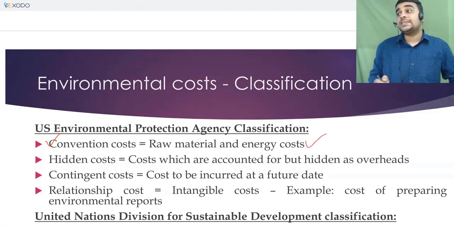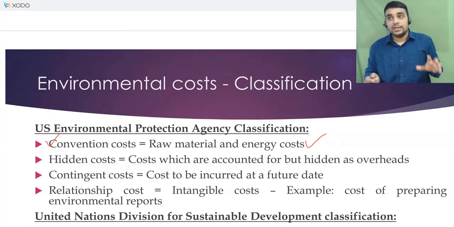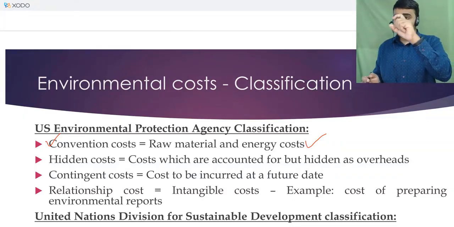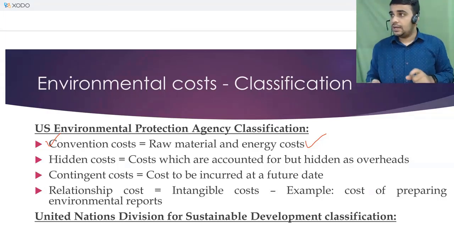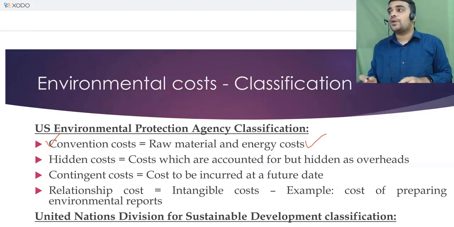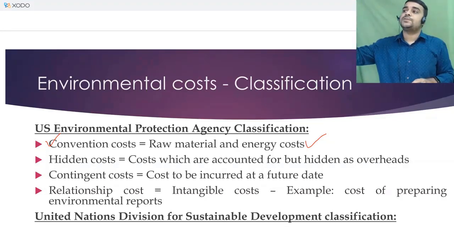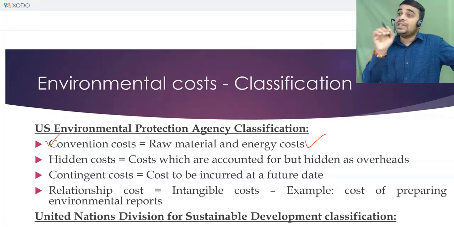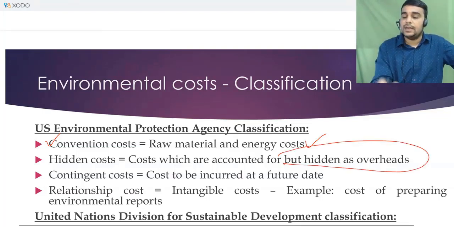The second category is hidden cost. What is hidden cost? These are environmental costs. For example, petrol and diesel cost. Now petrol and diesel cost is basically an environment related cost, but in your books of accounts it may come under the category of transportation cost, or it may come under the category of travel expenses. So these are environmental costs but are hidden as overheads.